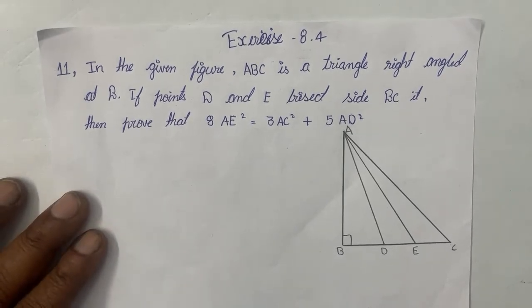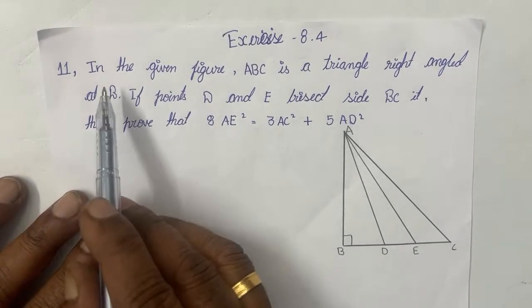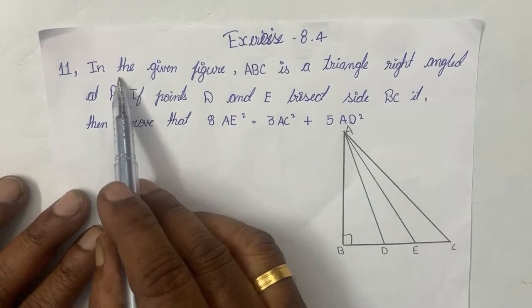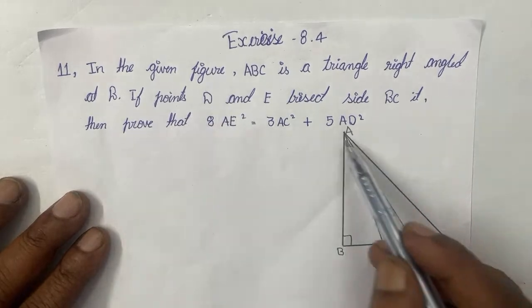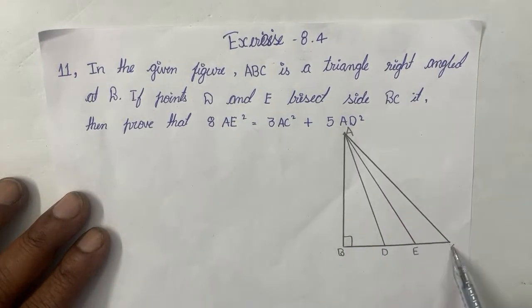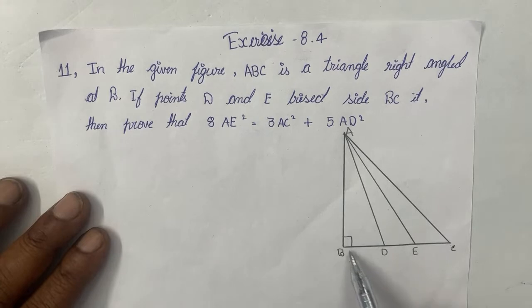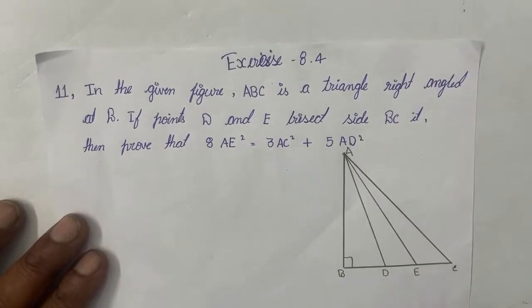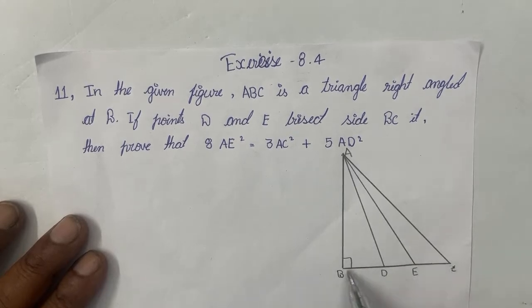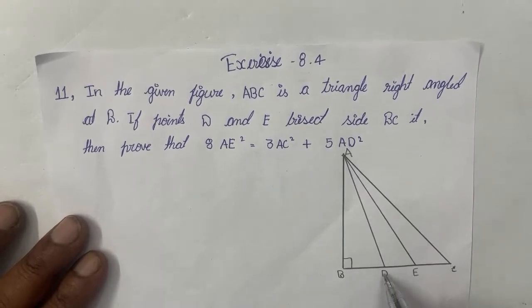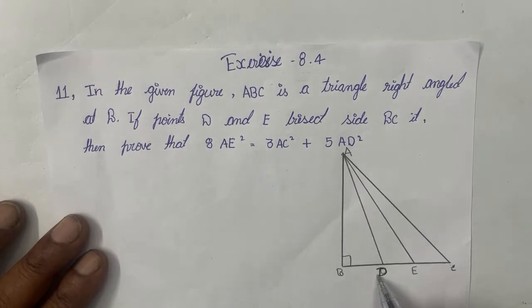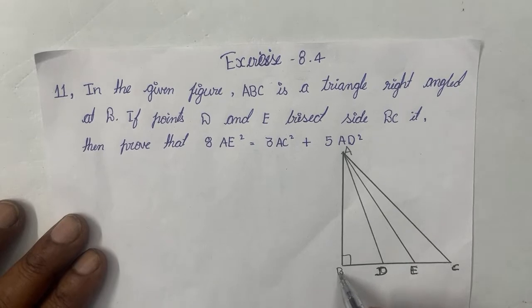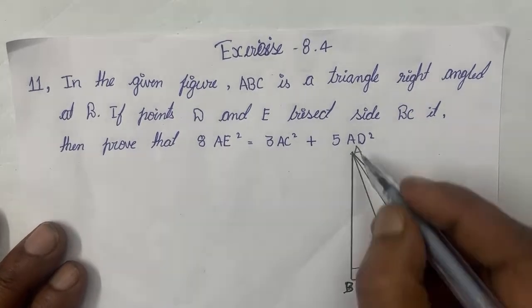And now one more very interesting sum here. 11th sum of 8.4. In this, the given figure is ABC. One triangle is given. On this triangle, one base is there, BC. On the BC, 2 points are there. One point we call D, another point is E, and the last is C. This is B and this is A.